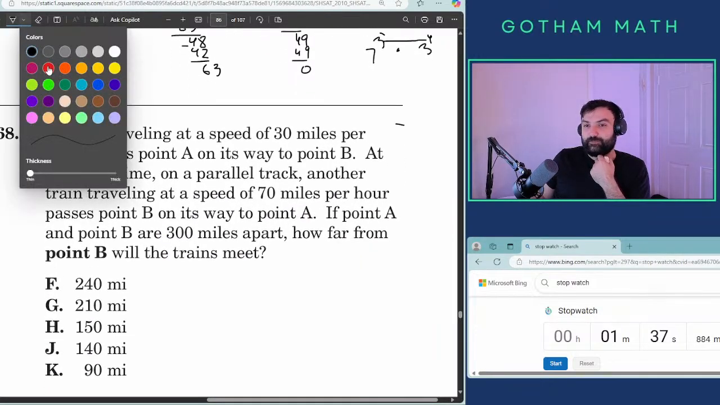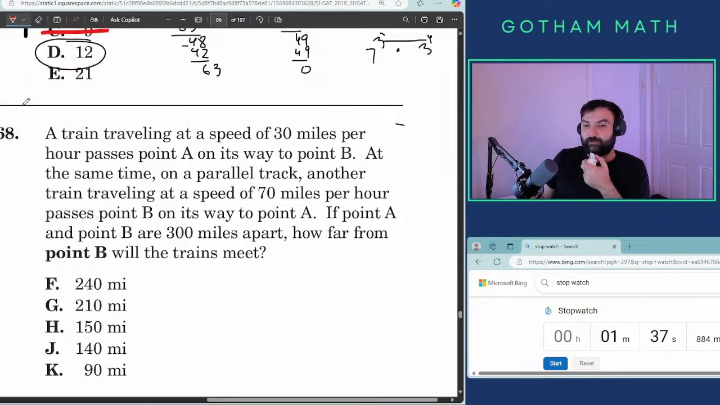68. Let me see how you guys got 68. 68, 68. Okay, everyone got a different answer. So let's see who got it right.